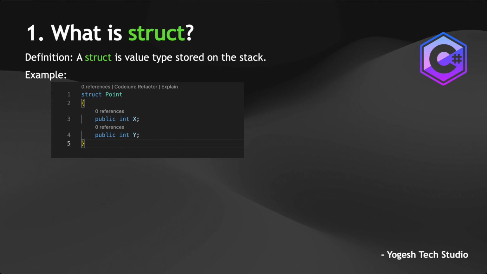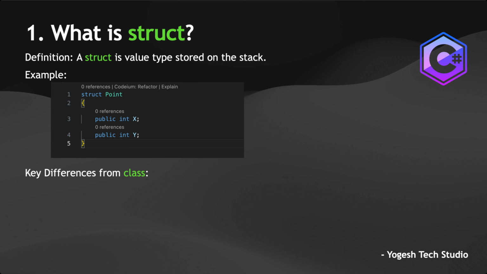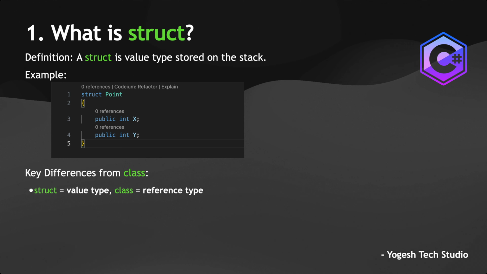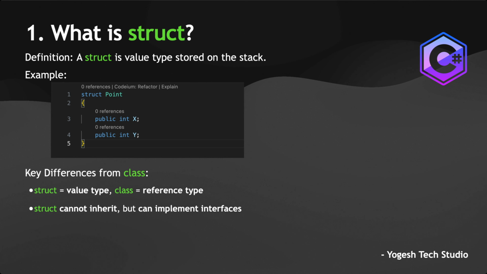So for example, a point. Whenever I'm utilizing this struct, that means if I'm initializing an object of this struct, it is going to get stored in the stack. So key differences here, some of them as I already told you: struct is a value type and class is a reference type. Struct cannot be inherited but can implement interfaces.